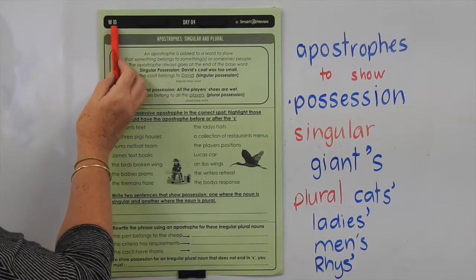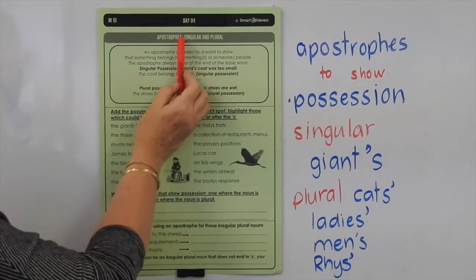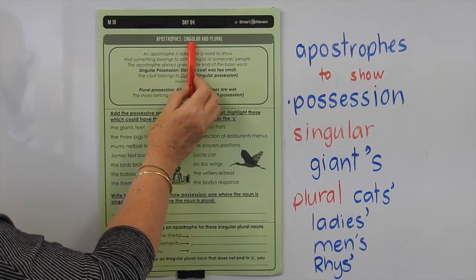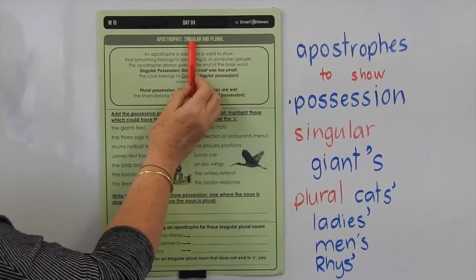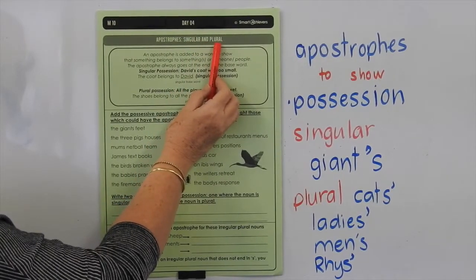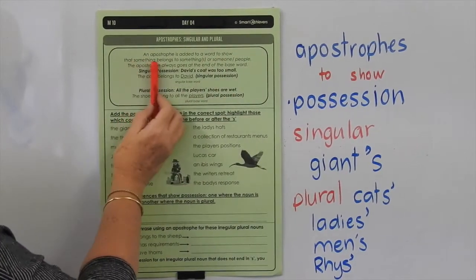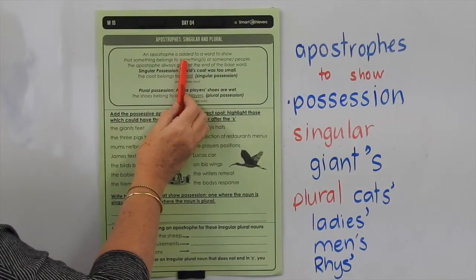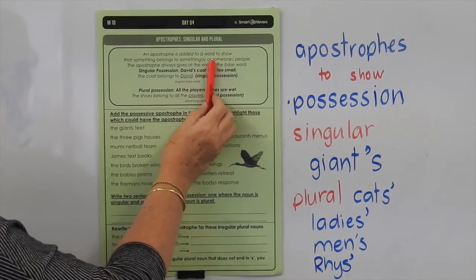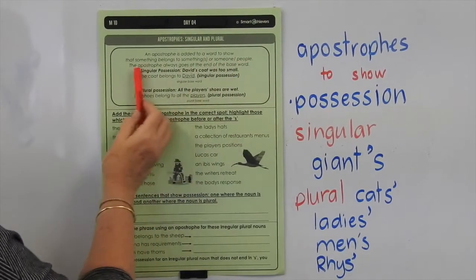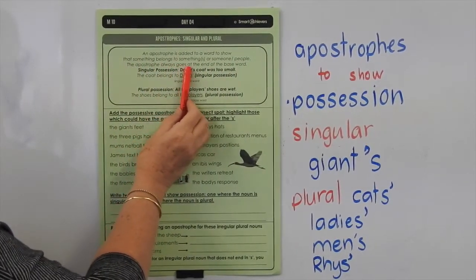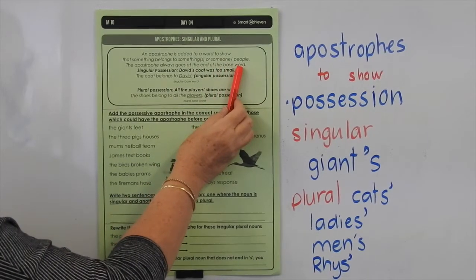This is level M, list 10, and we're doing the day 4 on apostrophes, both singular and plural. So singular meaning one, plural meaning more than one. An apostrophe is added to a word to show that something belongs to something or things or someone or people. The apostrophe always goes at the end of the base word.